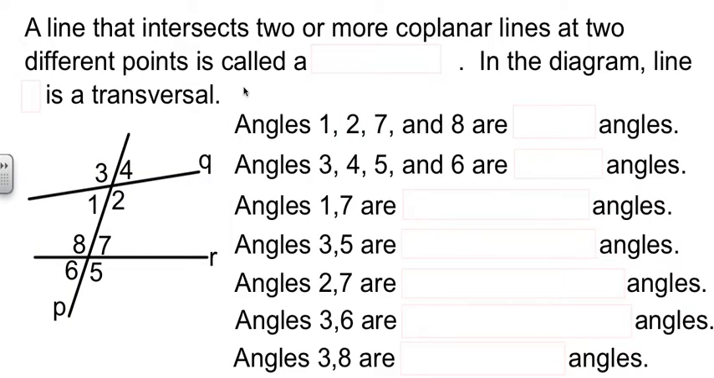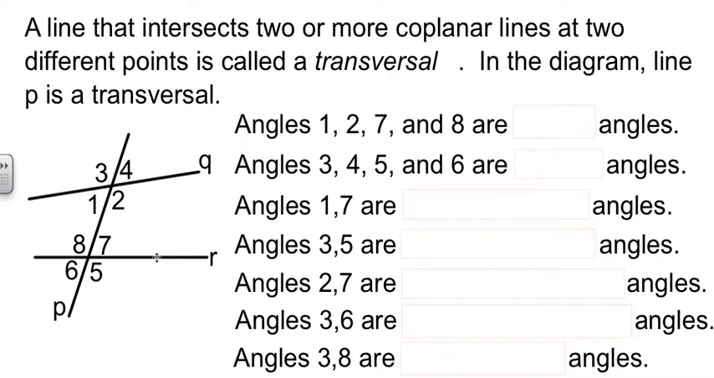Now we'll get to transversals here. The idea of a transversal is a line that meets two or more coplanar lines at two different points. In our diagram here, line P is a transversal. It intersects Q at one point right here. It intersects R at an entirely different point. P runs between Q and R.